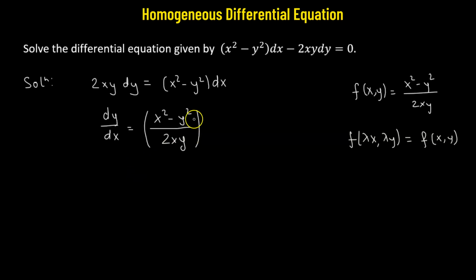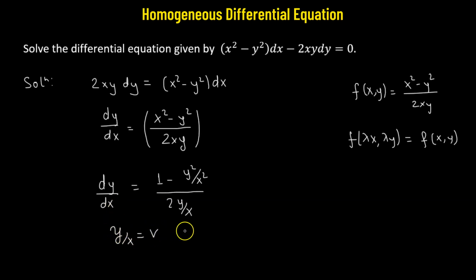So that means we can rewrite the function as, if we divide both numerator and the denominator by x squared, we have (1 minus y squared over x squared) divided by 2 times y over x. Why have we divided by x squared? We could have done that with y squared instead. The reason being, since we have dy over dx, this means that y is the dependent variable and x is the independent variable. So we will consider y over x equals a new variable v, and we will substitute this into the differential equation.